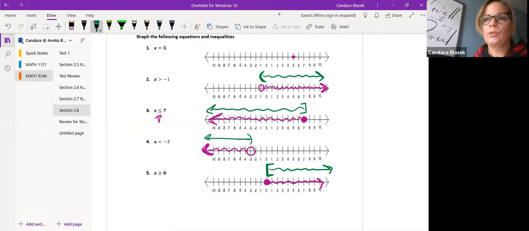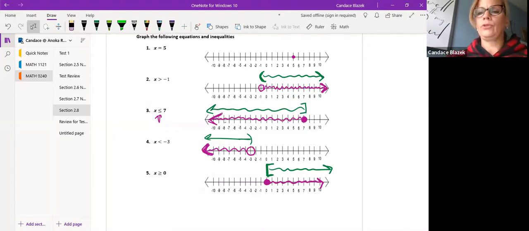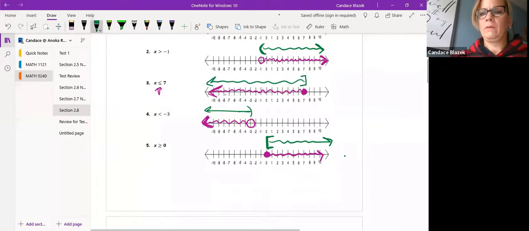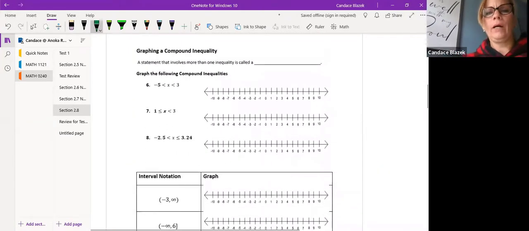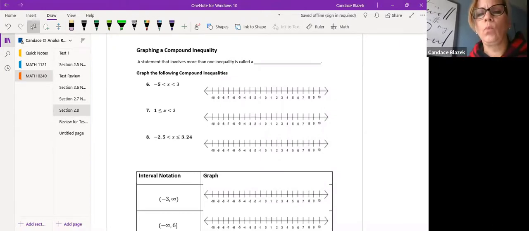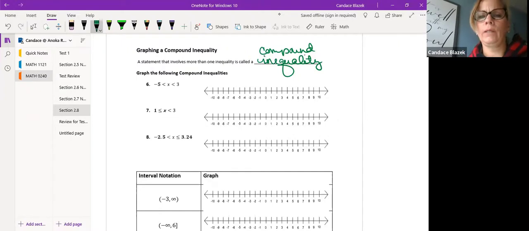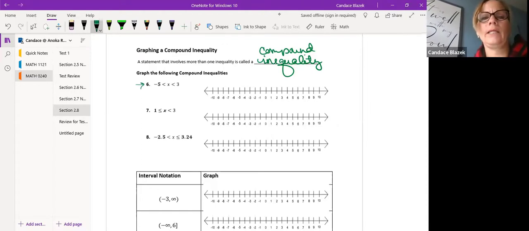Now we can also express, on a number line, inequalities that have two parts. And these are called compound inequalities. So a statement that involves more than one inequality is a compound inequality.